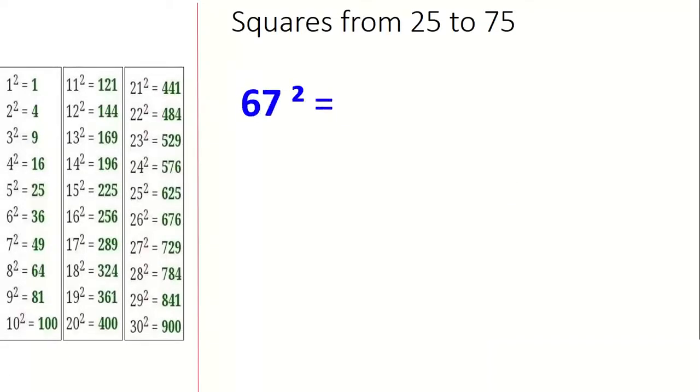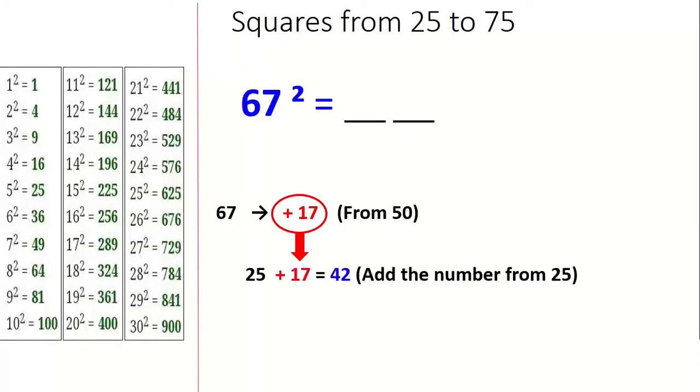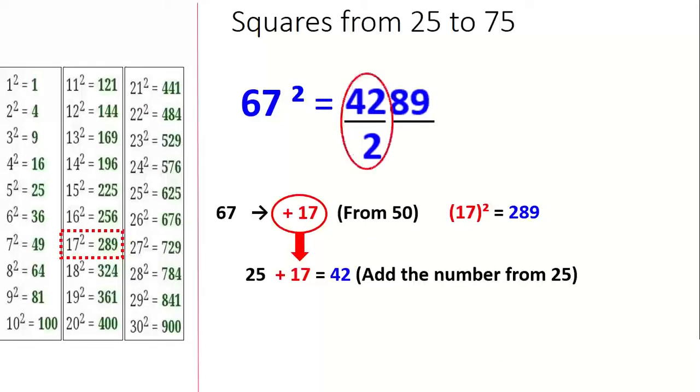Let's take one more example. 67 square. It's 17 more than 50. 25 plus 17 is 42. And 17 square is 289. So 89, and 2 will be carried forward. So 42 plus 2 is 44. Answer is 4489.